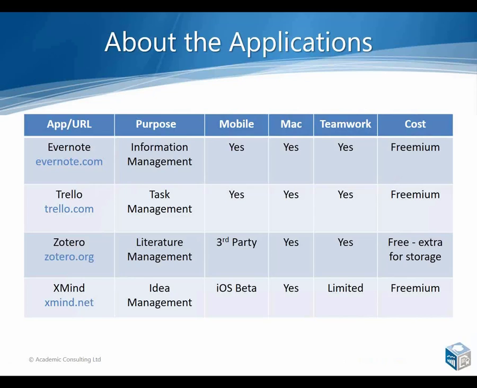Just a few other notes before I leave this slide. You might be wondering why I've included Trello and Zotero. Evernote, obviously, I've got as information management and Xmind for idea management. But why have I included task management and literature management there as well? The reason for that is that ideas often need to be converted into tasks, and Trello is also useful for idea management. And literature is a type of information that we have to deal with regularly as researchers. So that's why they are there on that list, even though it might not be immediately obvious.